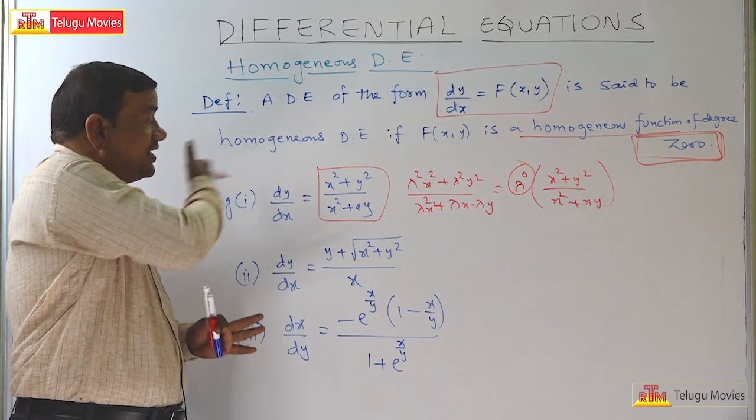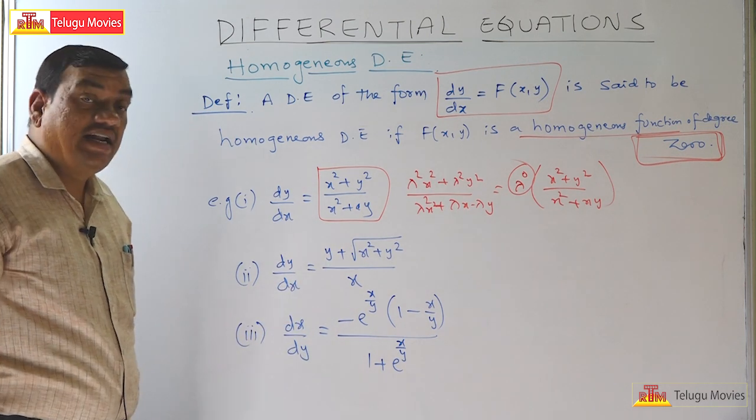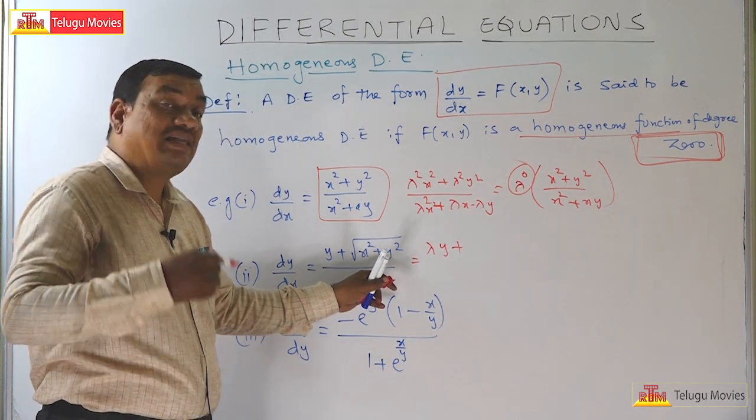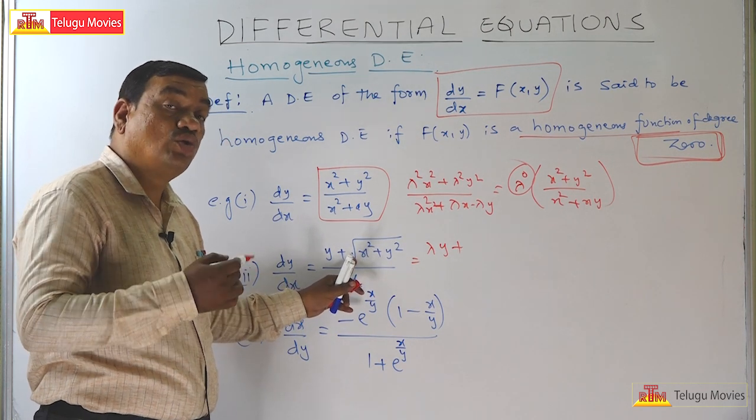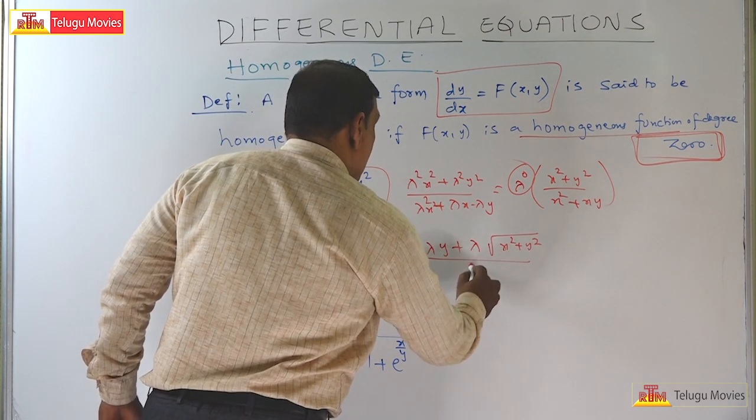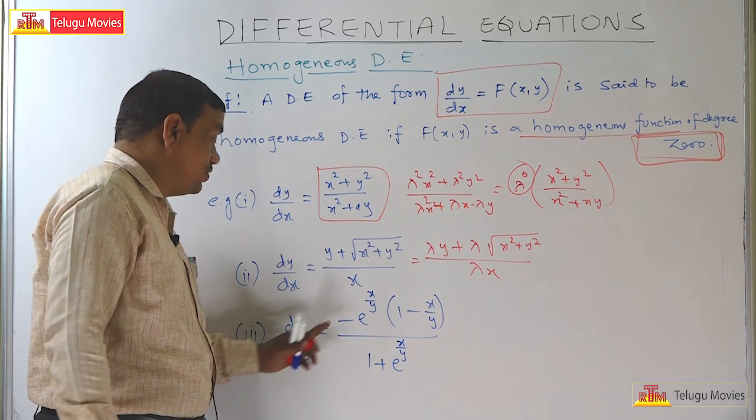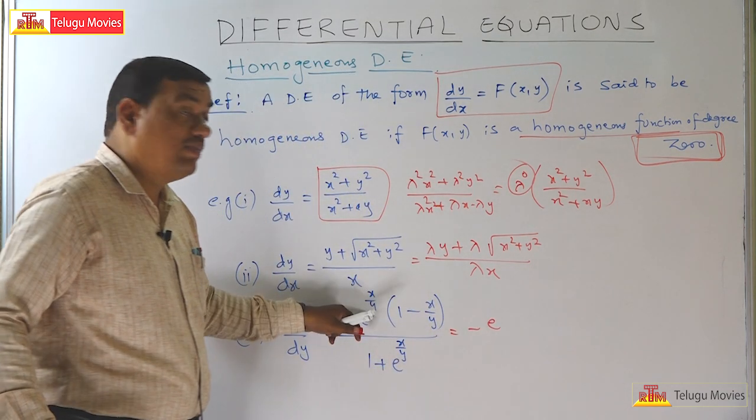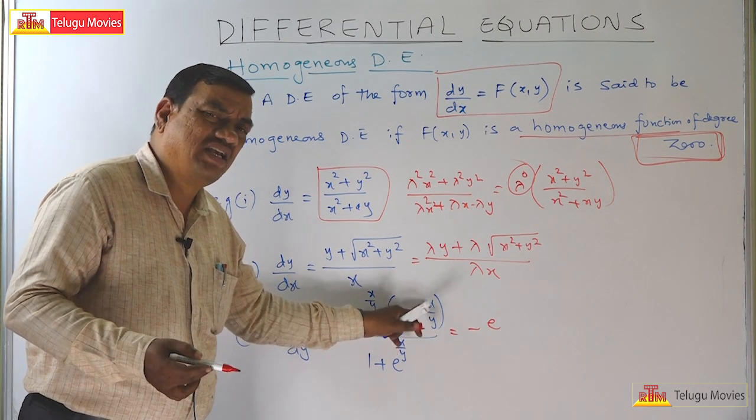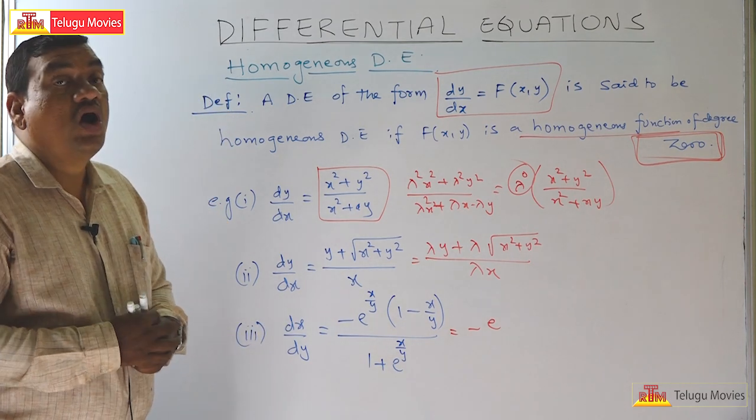That means lambda should come outside in the numerator, lambda should come outside in the denominator, and both should get cancelled. See the second example also. Here also you put lambda y, and lambda square x square plus lambda square y square. Lambda square you can take common outside. Root of lambda square, generally we take the positive value only. So this is lambda times root of x square plus y square, by lambda x. You take lambda common outside, lambda gets cancelled, and again you get the original form. Here also, minus e to the power of lambda x by lambda y, lambda will get cancelled, x by y. So this is also a homogeneous function of degree 0.